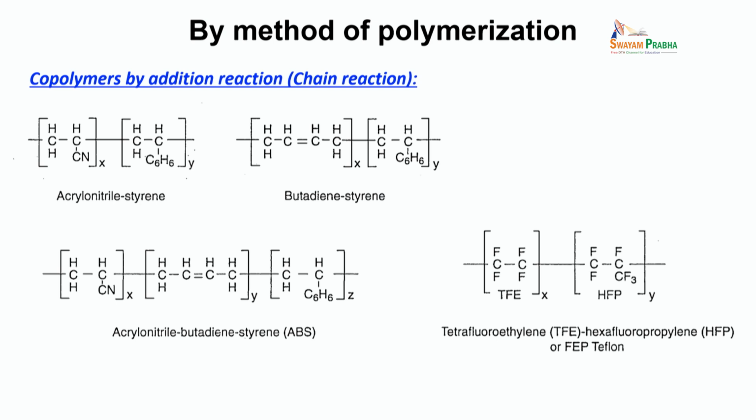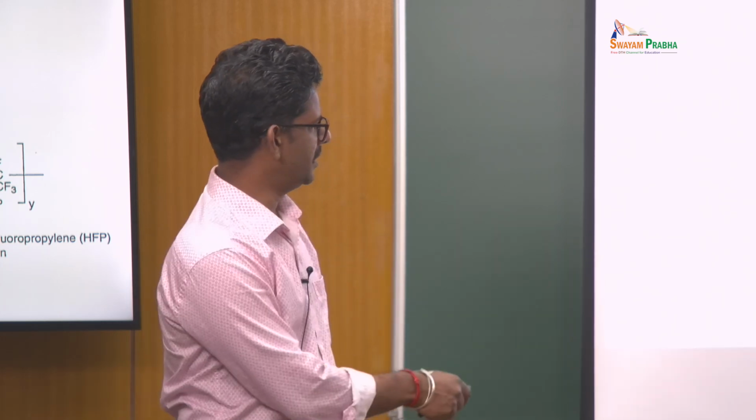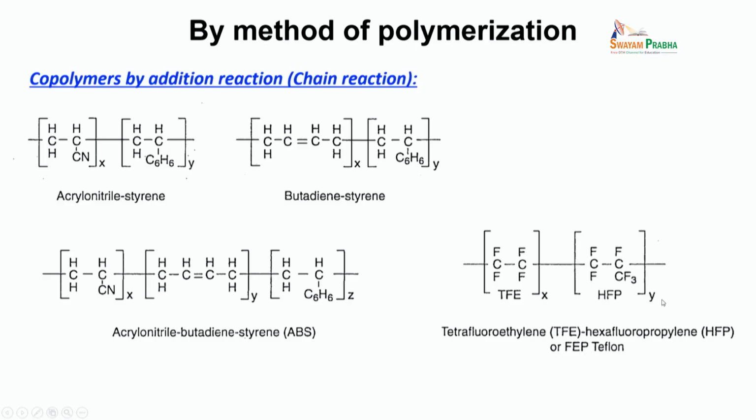Here are some examples of the previous cases. Here you can see this is a chain reaction, an addition reaction, by which a copolymer is made. Here we are talking about acrylonitrile and styrene. The first one is the acrylonitrile monomer, and this is the styrene component. Then you have butadiene and styrene. You can see this is one repeating unit, this is another repeating unit. This X and Y mean how many blocks of that monomer and how many blocks of the other monomer are linked. ABS and TFE, there are many such examples.